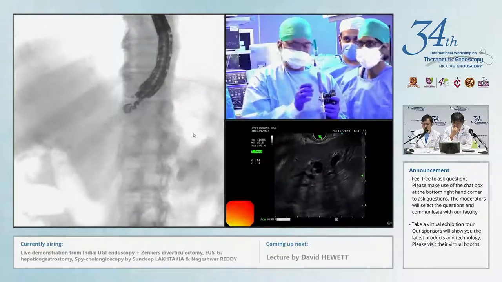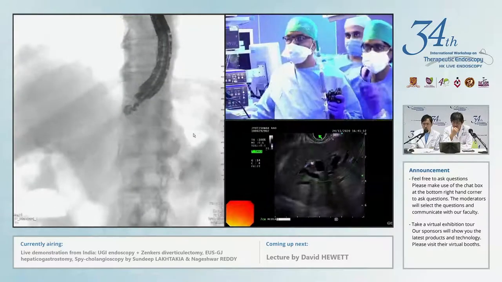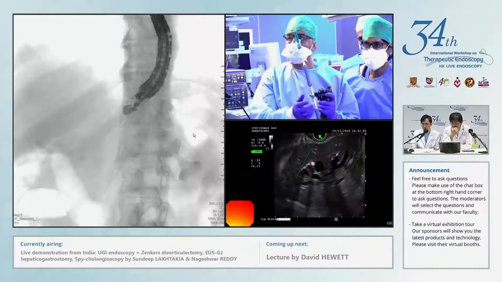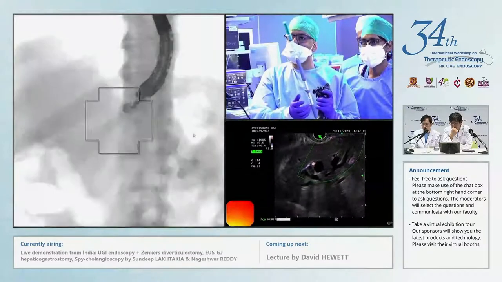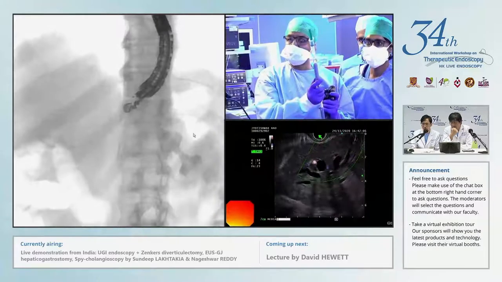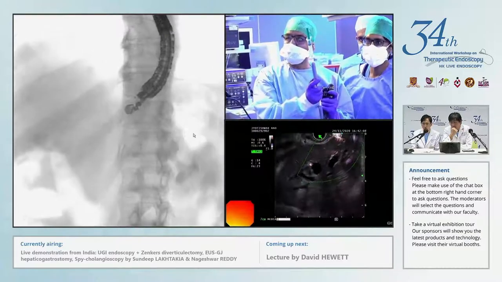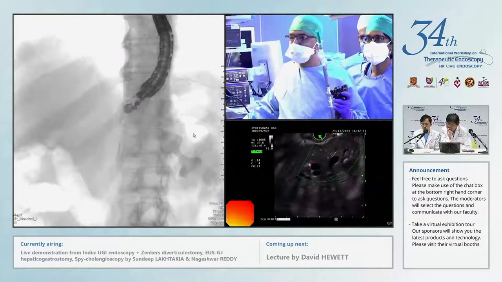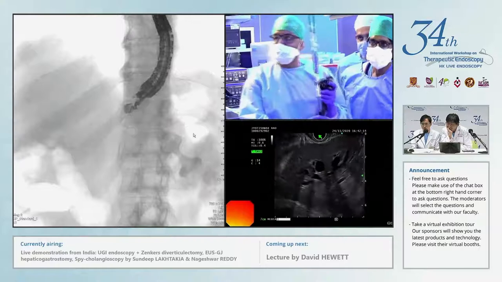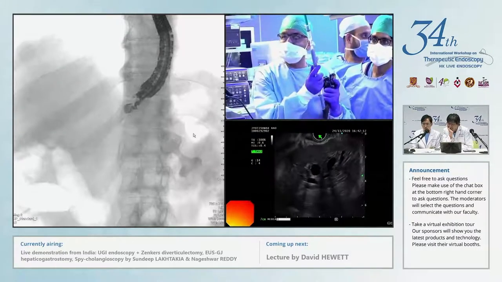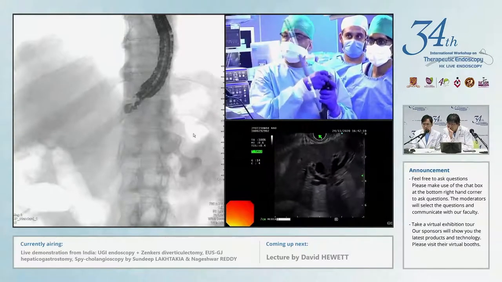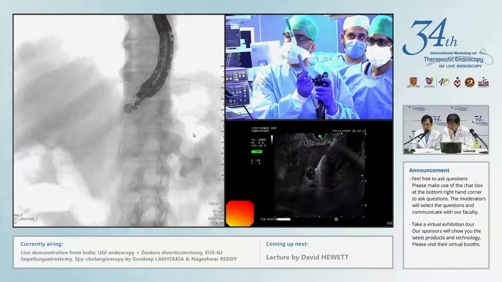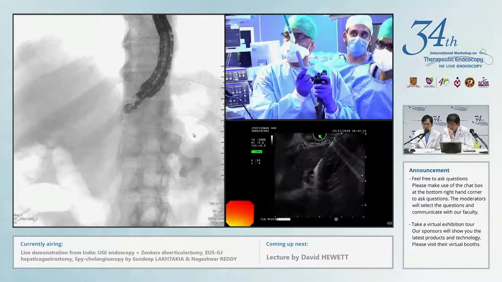Looks like a Doppler signal, a little vessel. We can avoid that. It's a small vessel. Let's see, Jahangir, if I can avoid it. It's best to avoid it, but otherwise sometimes it will get compressed by the scope. That's comfortable, okay? Yes, now you can see the needle tip.